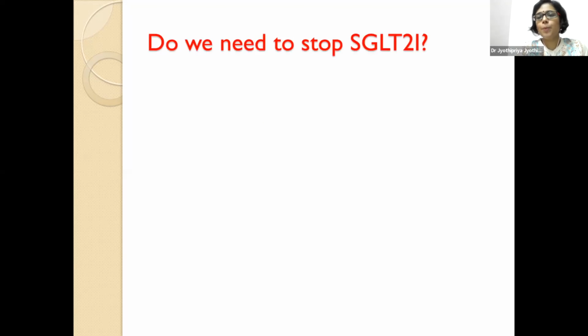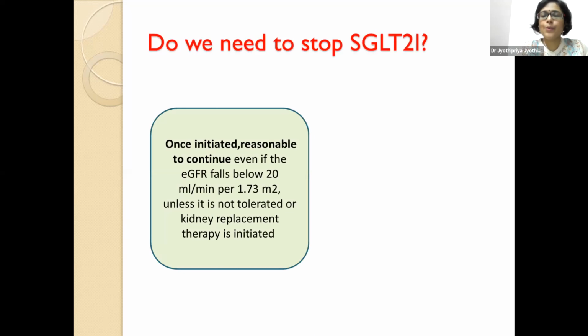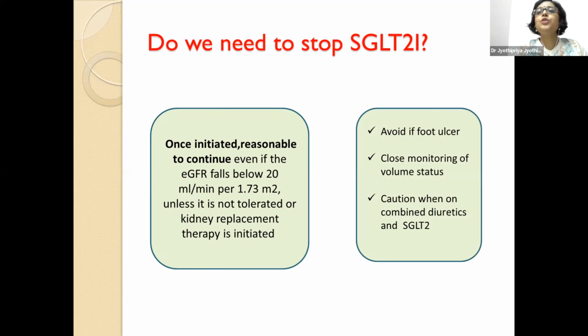Now, do we need to stop SGLT2 inhibitors? Guidelines say we can still continue till the patient reaches dialysis. For initiation, they have kept a target of 20. But again, whether continuation is safe or not should be an individualized approach. We have to closely monitor the volume status because the patient might be on diuretics, SGLT2 inhibitors, and RAS blockade. So all these things, we have to give a very individualized approach. If the patient is fairly tolerating SGLT2 inhibitors in spite of falling eGFR or going to advanced CKD, then we can continue, provided good compliance and good follow-up are there.